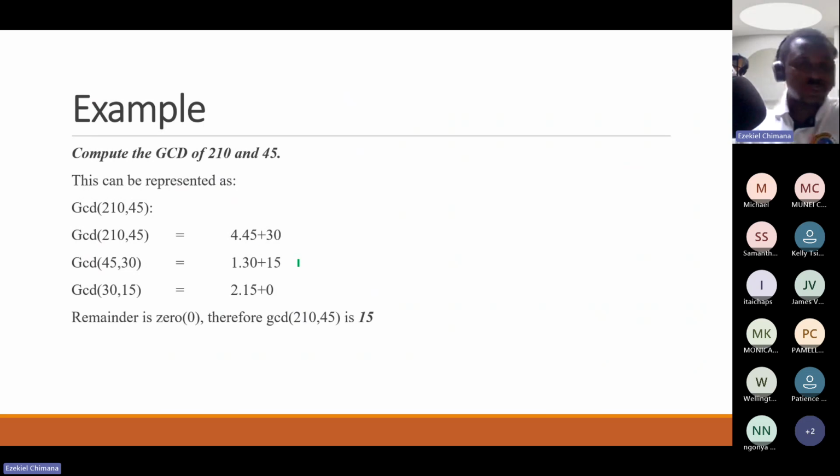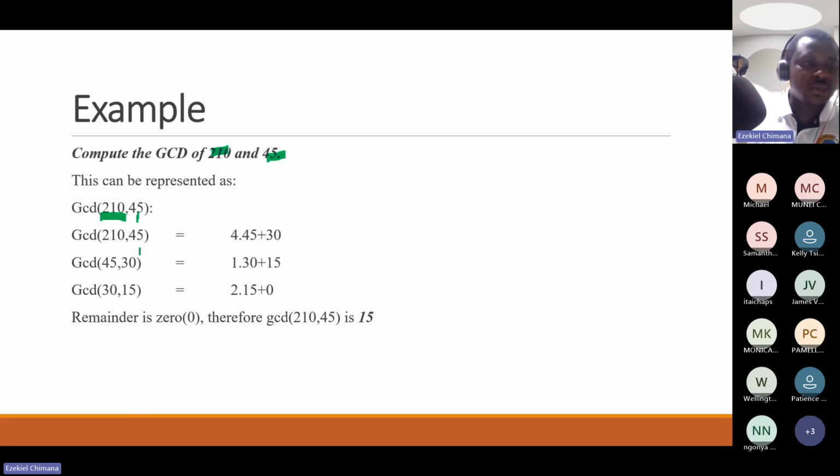This is an example using the Euclidean algorithm to find the GCD of 210 and 45. As always, A must be greater than B. That's why we've got our A here and our B here. So we've got 210 and 45, just like that.